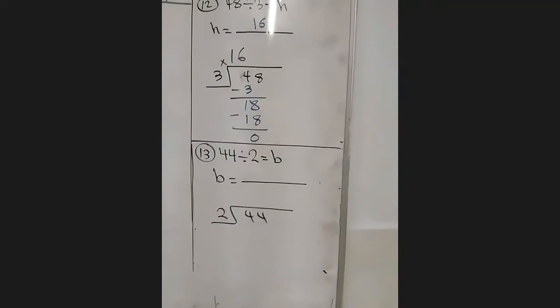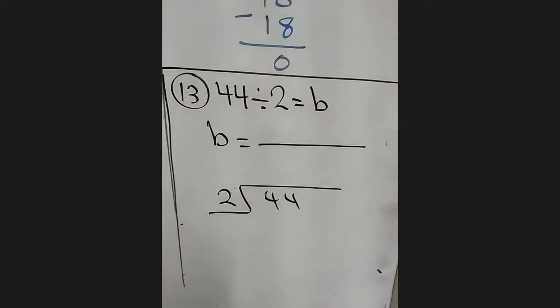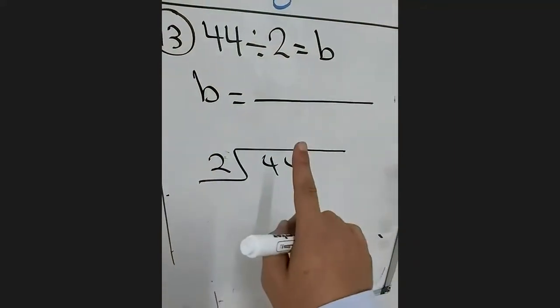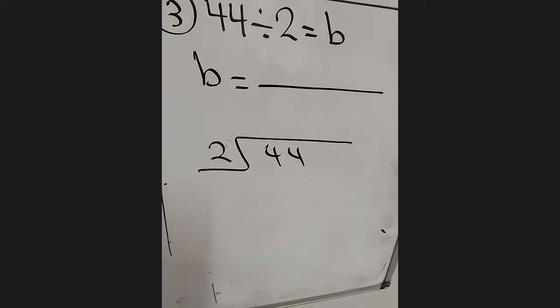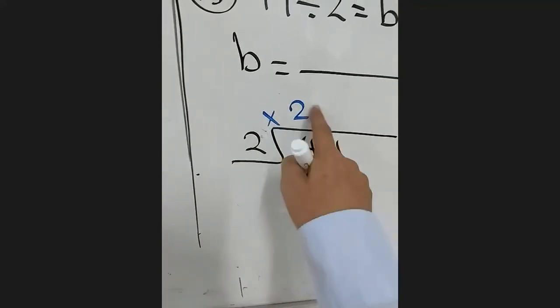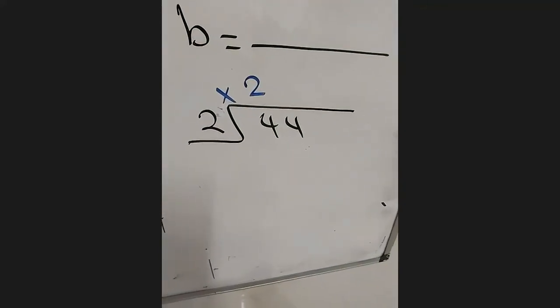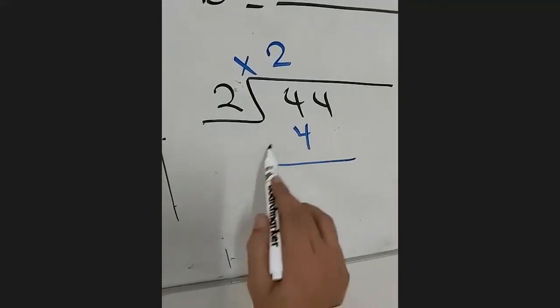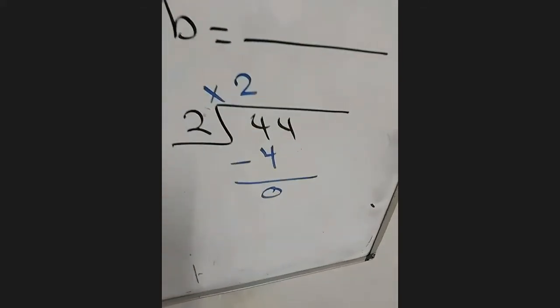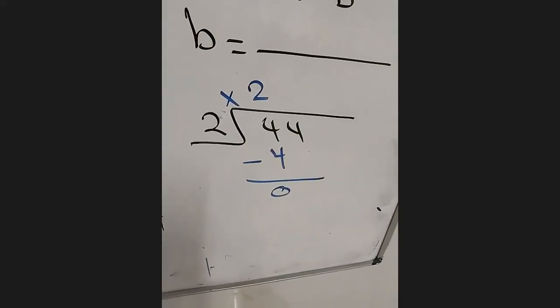Mister. Yalla, Ahmed. Can you help me to find the value of b here? Where will I put the 2, Ahmed? Up. Excellent. Why 2? Because 2 multiply 2 is 4. So I'll put 4 under the 4 and make subtraction. Now 4 minus 4, zero.